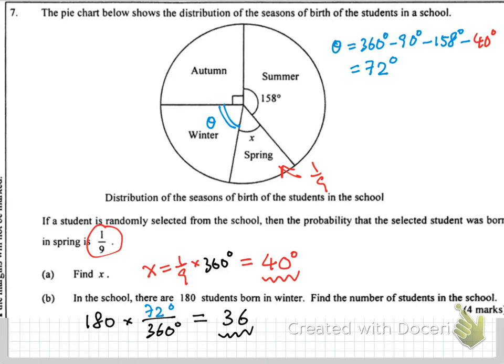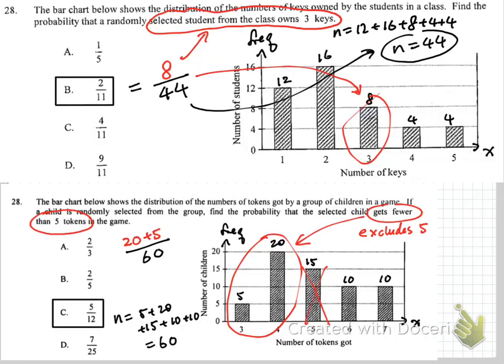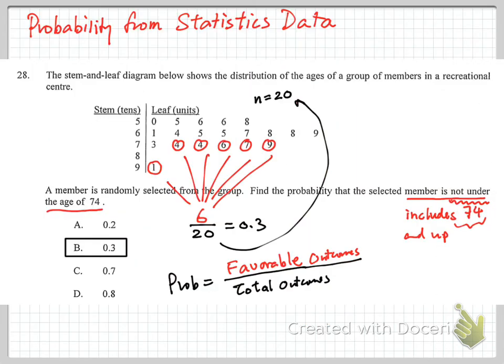All right, so let's review. In this short video, we looked at how we read pie charts, cumulative frequency tables, bar charts, and also stem and leaf diagrams, and obtain the probability from this statistics data.